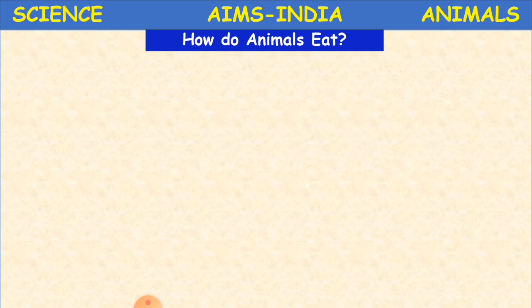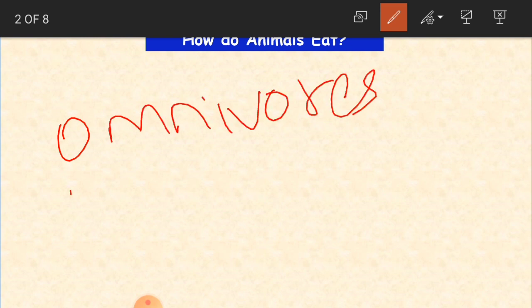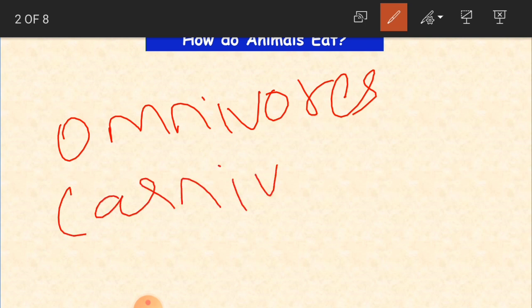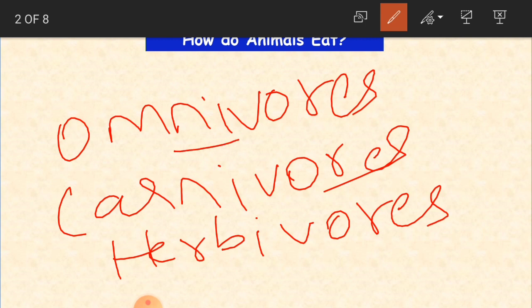So children, before that, let us revise how many types of animals we have. We learnt that we have omnivores, carnivores, and the other one is, what is it, children? It is herbivores. Depending on their eating habits, animals are divided into 3 categories: omnivores, carnivores and herbivores.